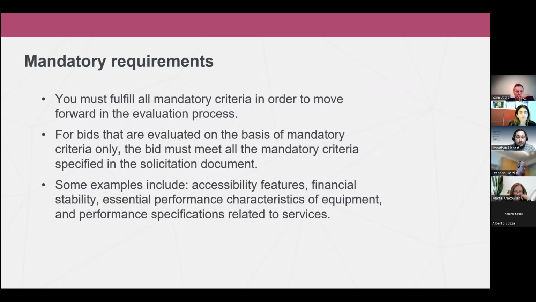Some examples of mandatory requirements. They may include accessibility features. They might include the bidder's financial stability, essential performance characteristics of equipment, performance specifications related to services, mandatory delivery times due to operational requirements, health and security plan, or the holding of specific licenses. Those are examples of different mandatory requirements that could be included.